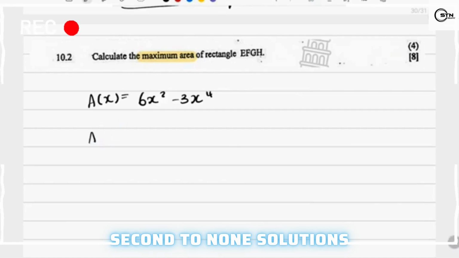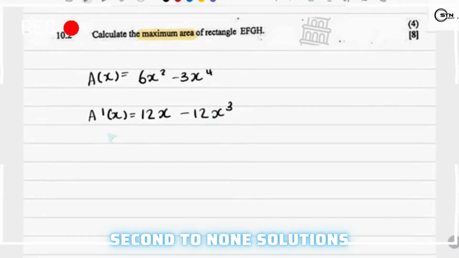To do that, you're finding the gradient of the function, and specifically where the gradient is equal to 0. So we're going to say A prime of x is equal to, multiply, we get 12x. Then negative 3 times 4 is negative 12. And we have x to the power of 4 minus 1, which is 3. So this is our function derived.